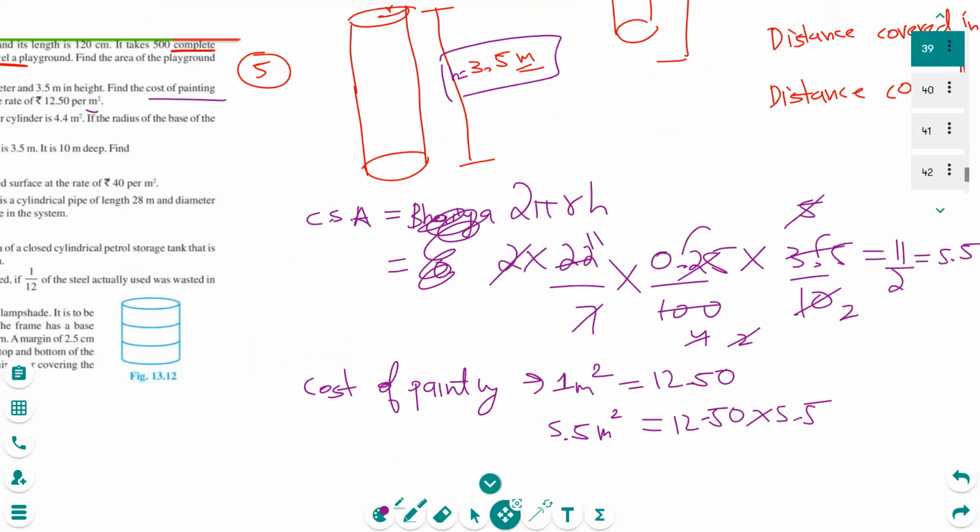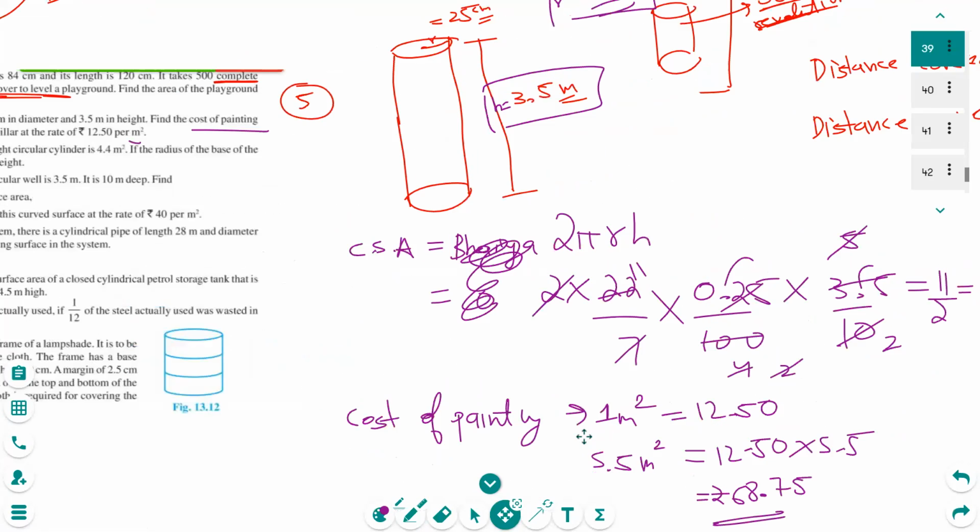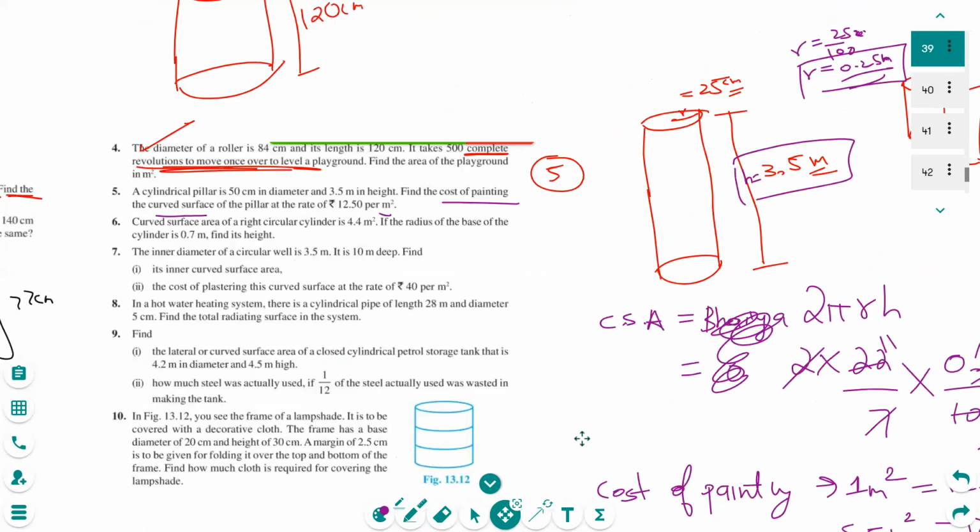Yes, anyone got the answer? Yes, 68.75. After the decimal point, it is 7.5 every time. So this is my answer. Okay. So if we multiply these two, I will get this as the answer. So my fifth question is also done.